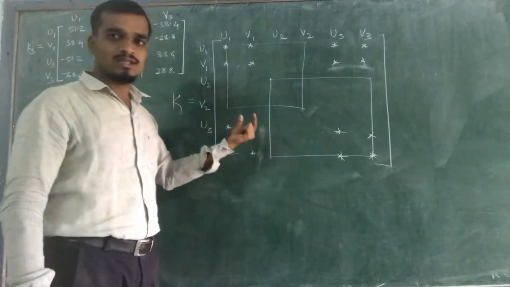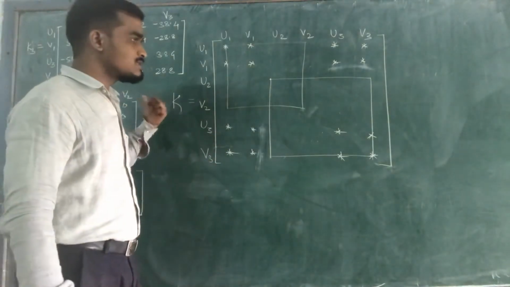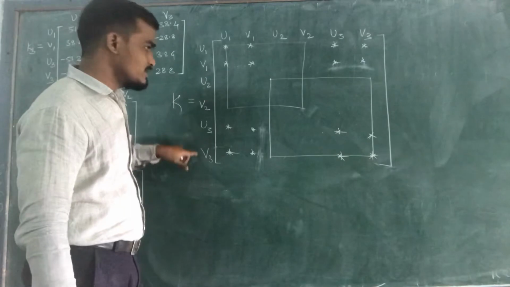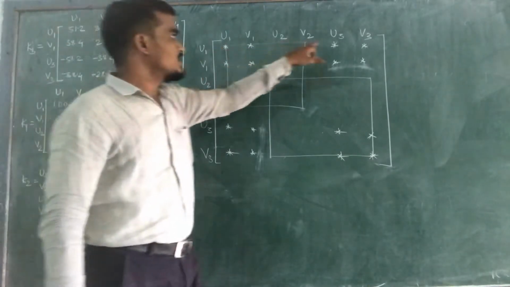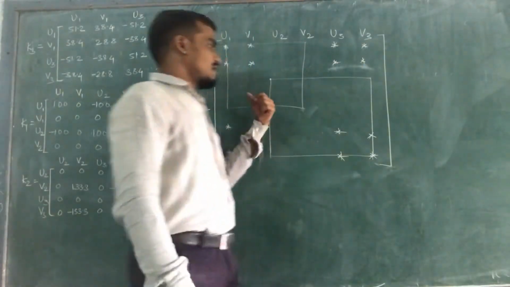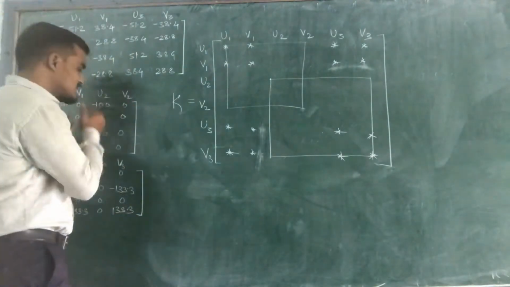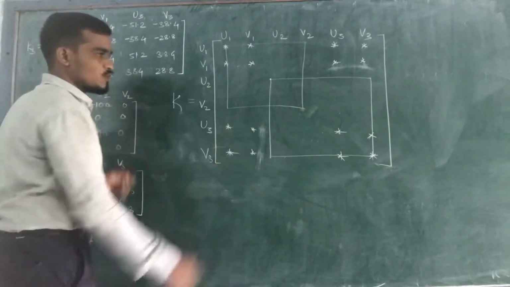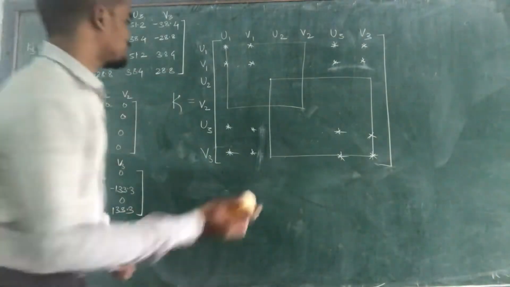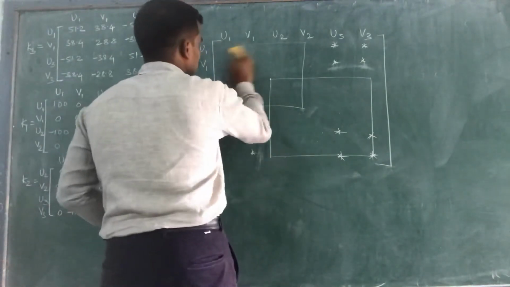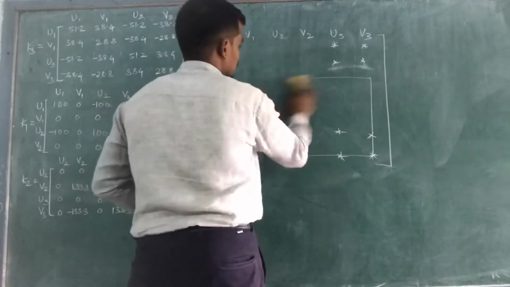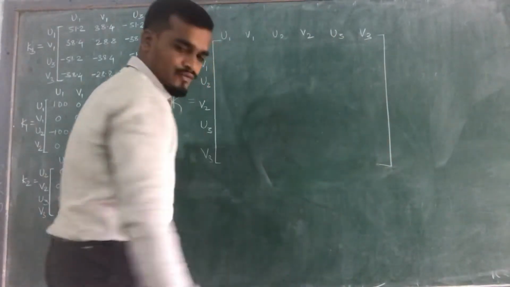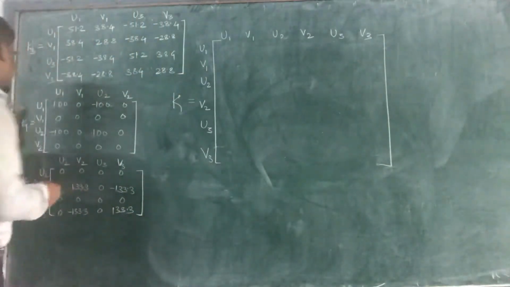We know that the connectivity of the third elemental stiffness matrix is between node 1 and 3, meaning U1 V1, U3 V3 rows, and similarly U1 V1, U3 V3 columns. So now we will put these three elemental stiffness matrices, these elements, over the global stiffness matrix. First, this is your first elemental stiffness matrix.